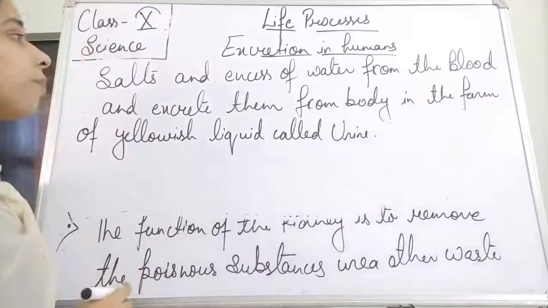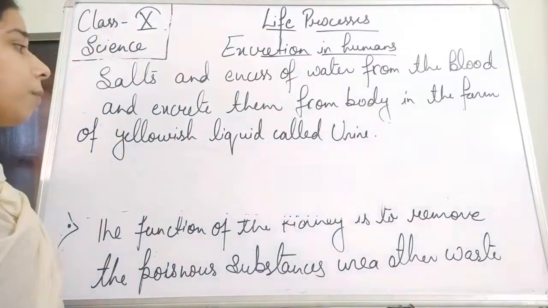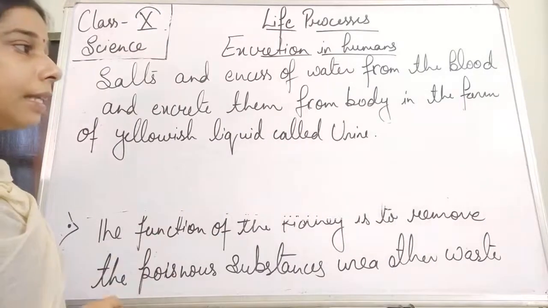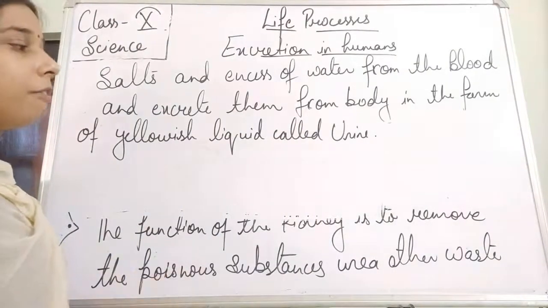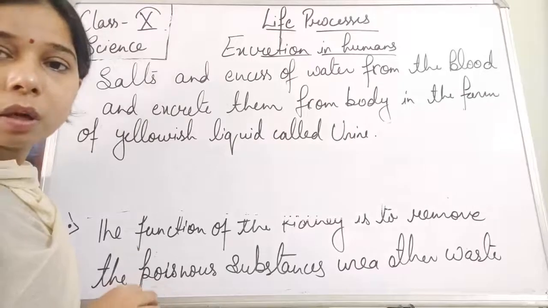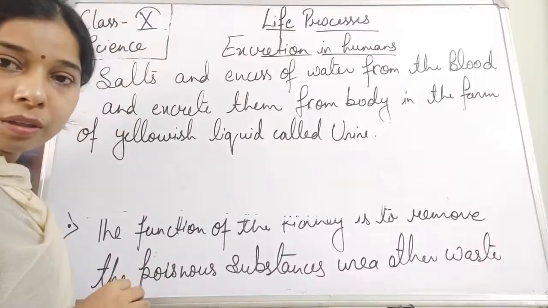Called urine. So salts and excess water from the blood are excreted from the body in the form of a yellowish liquid that we call urine here, students. Okay.